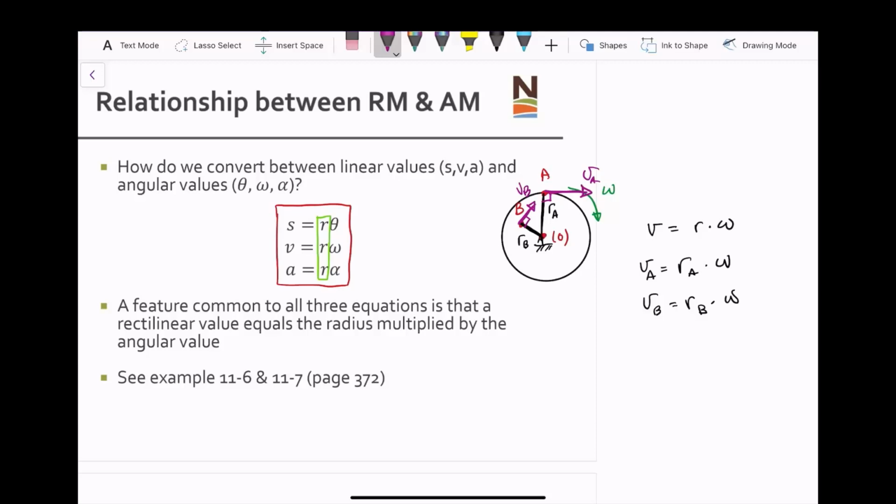Okay, so there's a lot of information to take in. We are going to look at examples to see how we apply all of these equations and be able to convert between our linear and angular displacements, velocities, and accelerations. They all work together here, just as we saw. So I want you to take a look at examples 11.6 and 11.7 on page 372. We're also going to work through together 11.27, 11.40, 11.46, and 11.59. So in the next video, I'm going to go through and do a number of practice problems that use all of the equations that we've now seen on the last few slides.